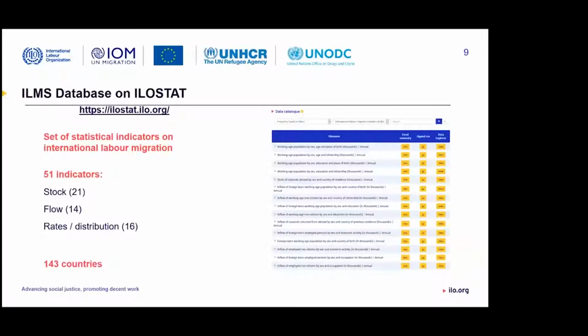Okay, next slide. So here now we're moving on to the database. So we've got the International Labor Migration Statistics Database, which is a set of statistical indicators on international labor migration. And this is within the ILOSTAT database on the ILO page.